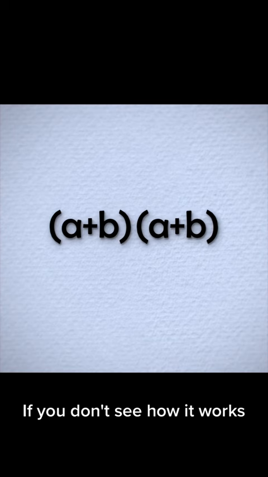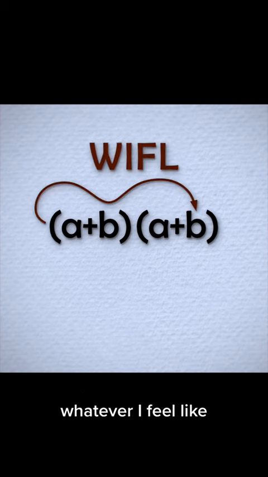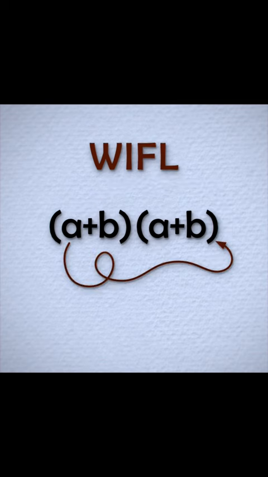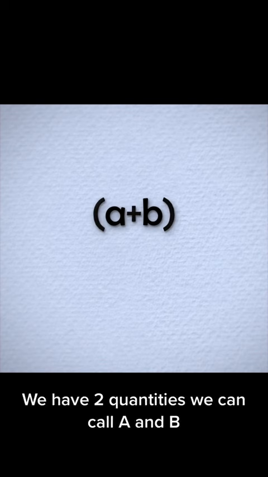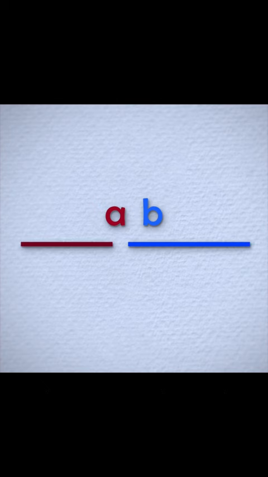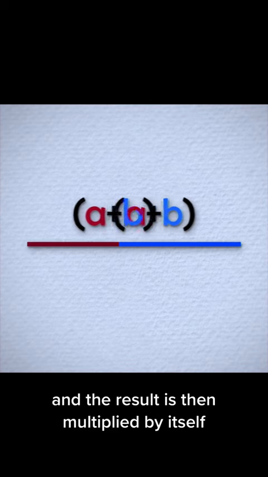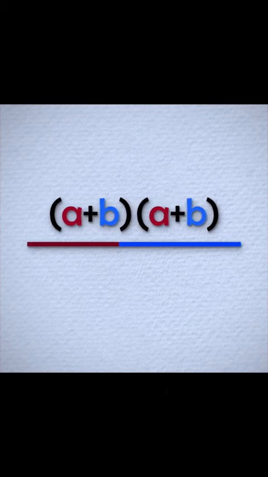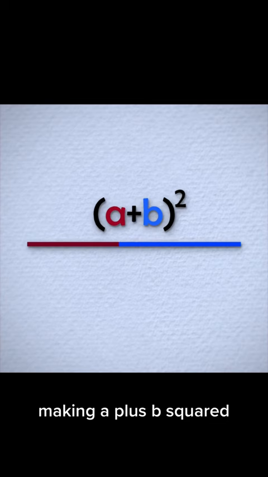If you don't see how it works, you might as well follow a wiffle rule to multiply whatever I feel like. Let's break down what the first half of the identity is describing. We have two quantities we can call A and B, which we can again describe as lengths of line segments. These values are being added together, and the result is then multiplied by itself, which we could describe with an exponent of 2, making (A + B)².